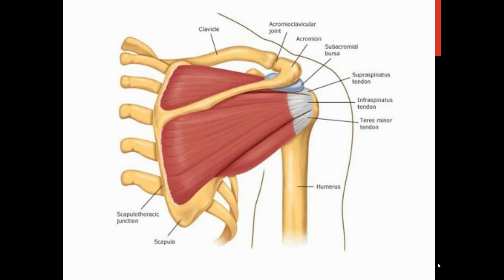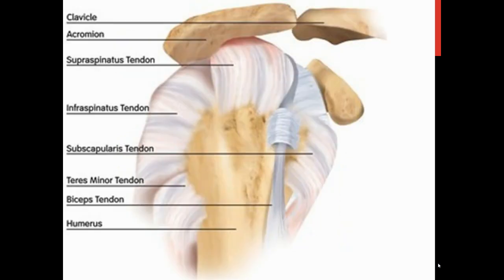So we can see here the tendons, that is the rotator cuff, and it is deficient inferiorly, and so the major part of the weakness is at this part. We can see laterally all the tendons that make up the rotator cuff.